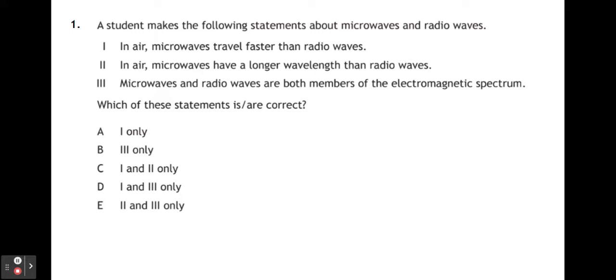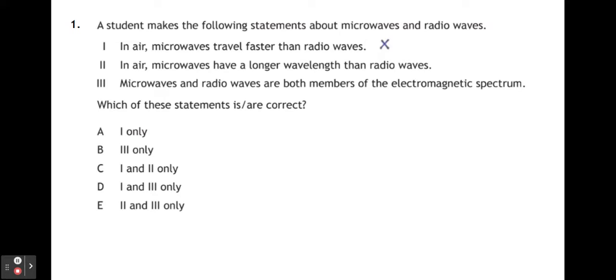Okay, so first up, in air, microwaves travel faster than radio waves. True or false? Completely false. They are both part of the electromagnetic spectrum, and therefore they both travel at the same speed, which is the speed of light in a vacuum, 3 times 10 to the power of 8 meters per second.